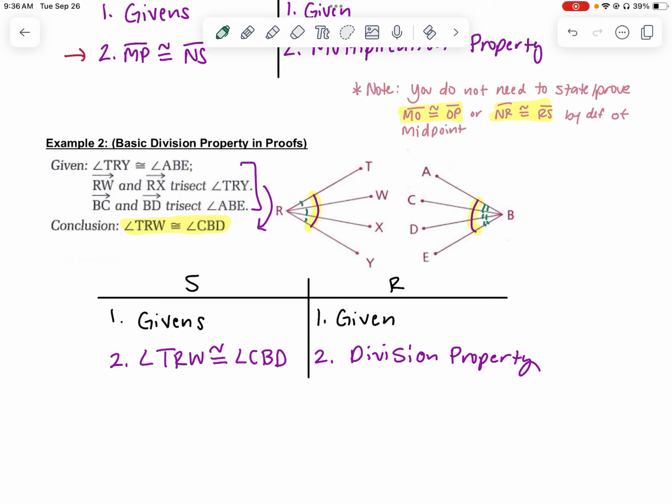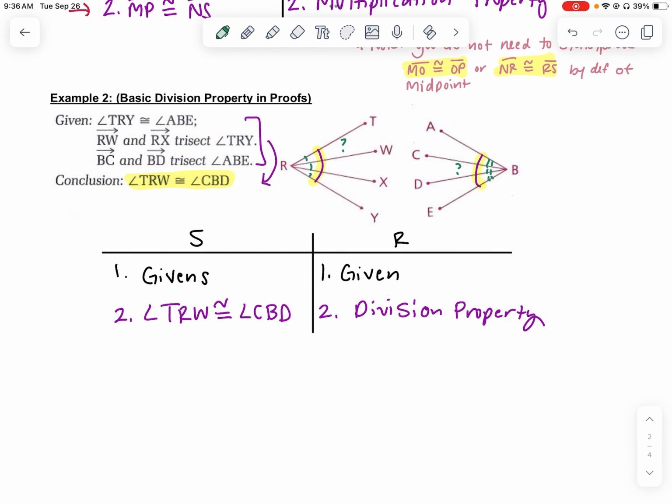So where is that? Angle TRW is here. Angle CBD is here. Remember, the two angles are congruent. The congruent angles have each been divided equally into three congruent angles. What do we know about these two parts? Angle TRW is 1/3 of the whole angle. Angle CBD is 1/3 of the whole angle. Since they're congruent, dividing them both equally into thirds will yield congruent angles. So that makes angle TRW congruent to angle CBD by the division property.